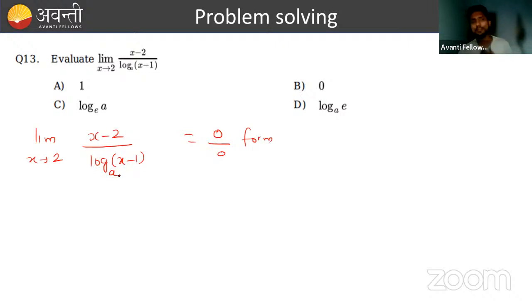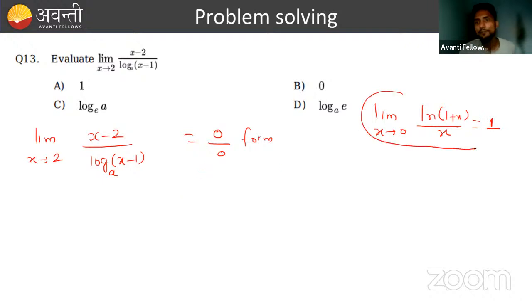So we can use L'Hospital rule, but that thing is very simple. Differentiate the numerator side and the denominator side. We will do it using some property. Okay, so I think you know this property. If limit x tending to 0, then ln of (1 plus x) divided by x always gets 1. Okay, so I am going to use this property.